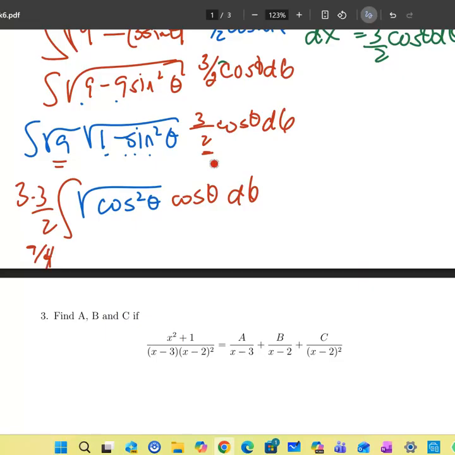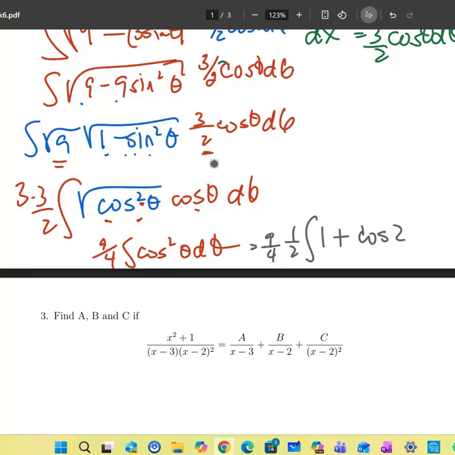You know that the square root of cosine squared is cosine, times another cosine. Oh, that's really messy, let me fix that. That gives us a 9 over 4 cosine squared of theta. And then how do you do that? Well, you need the half angle formula, which you have memorized. So that's 1/2 times 1 plus cosine of 2 theta.